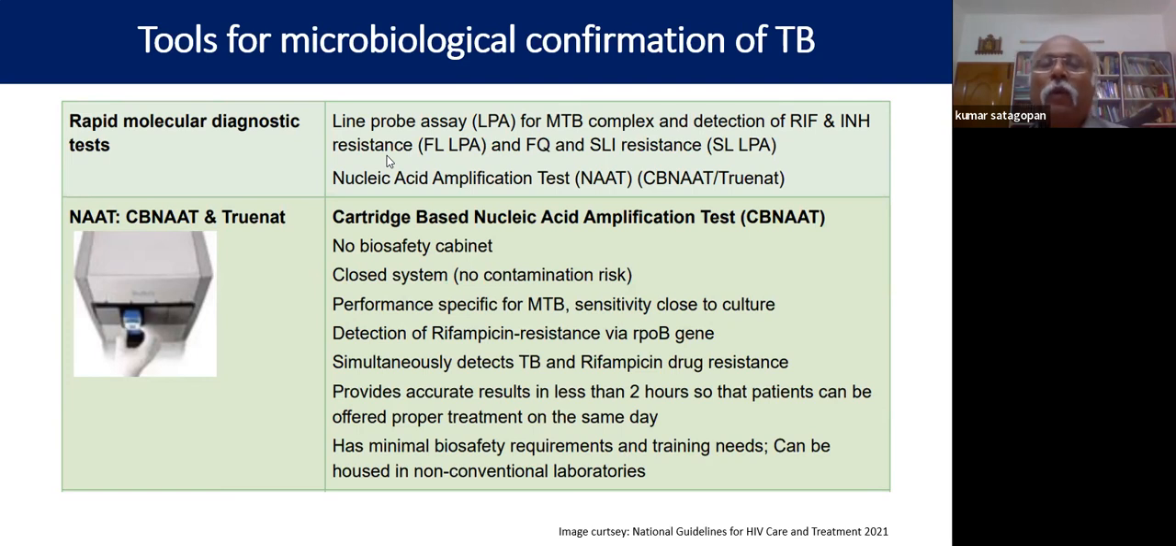So the line probe assay and CBNAT, both are molecular tests where you are not diagnosing the bacilli, but you are diagnosing the genetic material. So easily within a short turnaround time, you are able to diagnose. So this is an excellent thing. Next slide. So we have to make use of that.